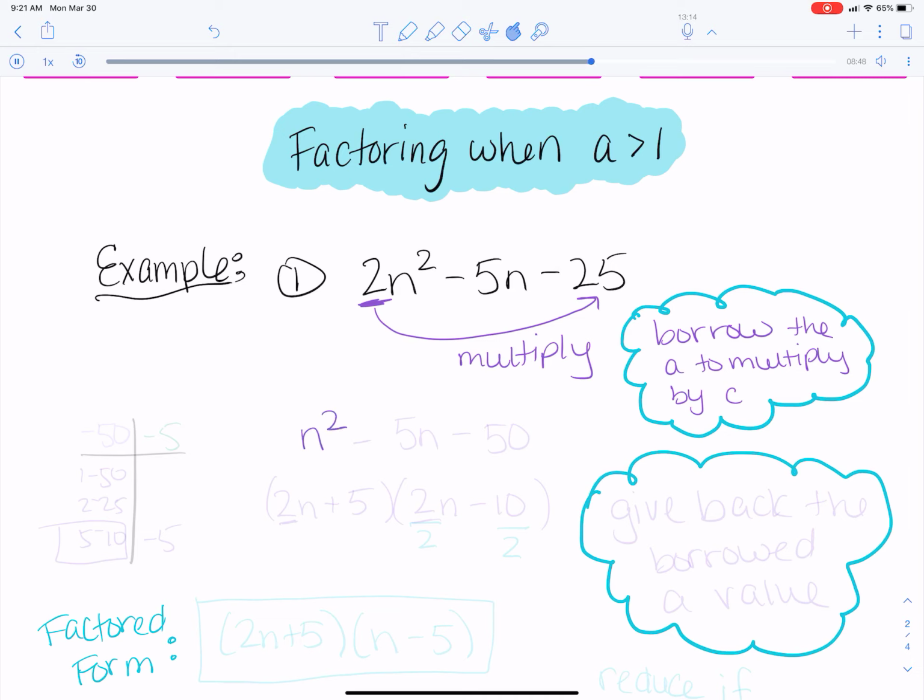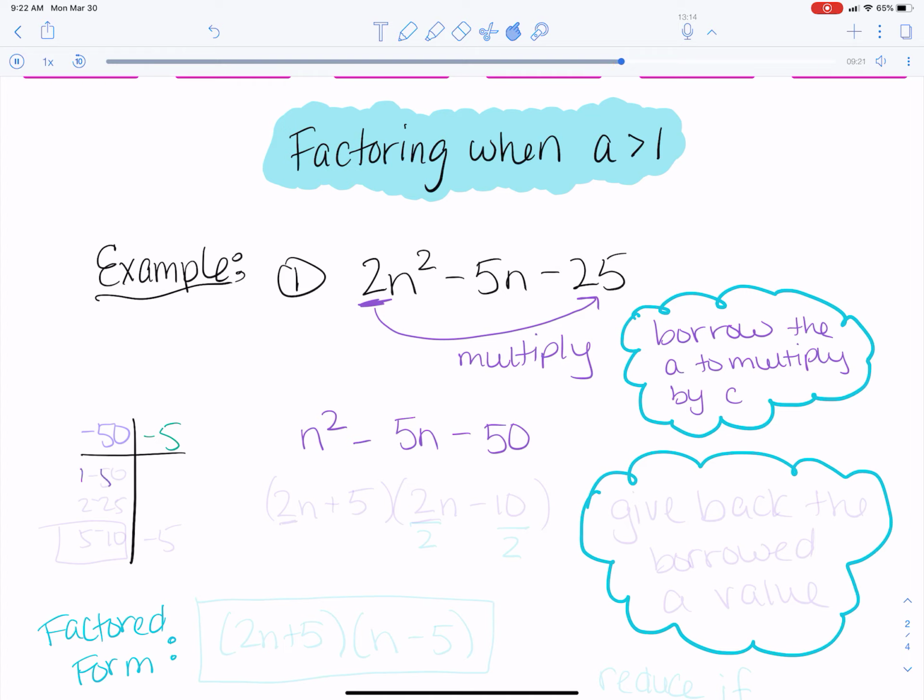So we get n squared minus 5n minus 50. Now this is a trinomial where my a value is 1, and we're able to factor this. You can draw a quick table if you need to, or if you see the factors right away, you're going to look at what factors to c, which is negative 50, and what's going to add to my b, which is negative 5.